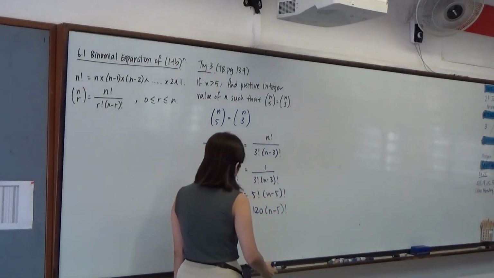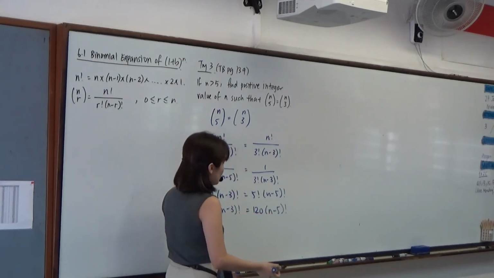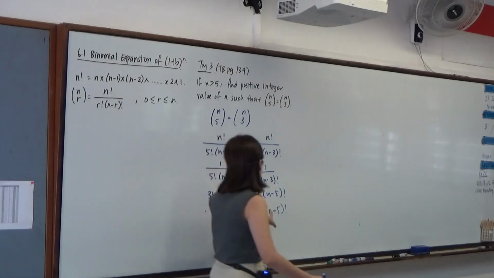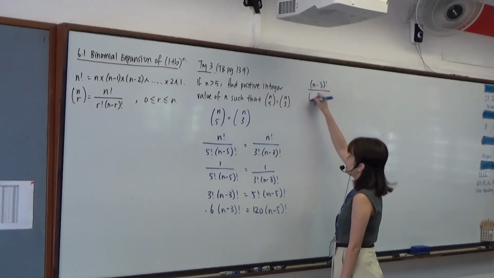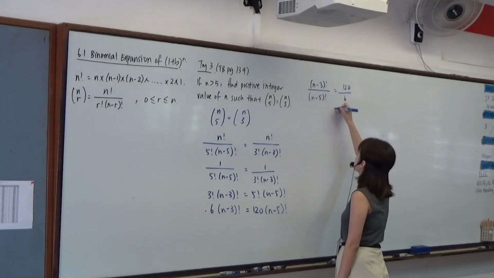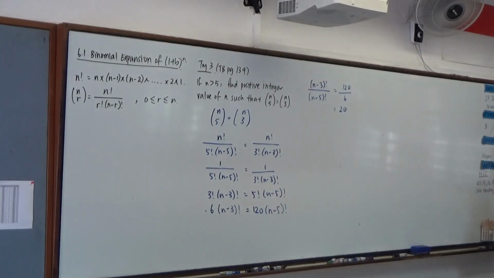Then what we could do is put all the n's onto one side. So it's your typical solving of algebraic equations. We will have n minus 3 factorial over n minus 5 factorial equals 120 divided by 6, which equals 20.